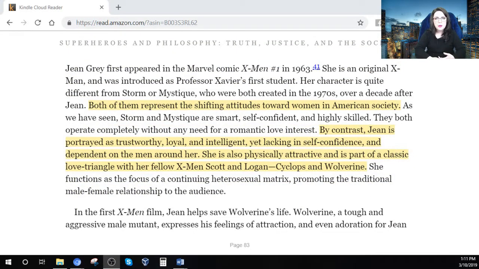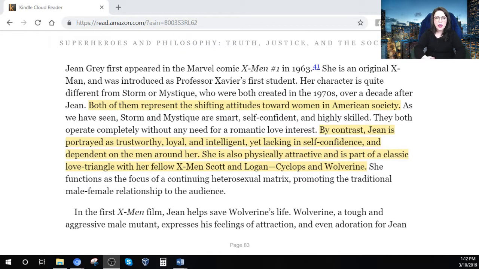We've looked at Storm and Mystique, and now we're going to look at the last evidence and example that Housel has for her essay, and that's Jean Grey. Jean Grey first appeared in X-Men issue 1 in 1963, unlike Storm and Mystique, who appeared much later in the 70s. So unlike Storm and Mystique, who've had many years of evolution within the comics and more diversification, Jean Grey's entering the scene, and she's still underneath the patriarchal influence that men have upon her.